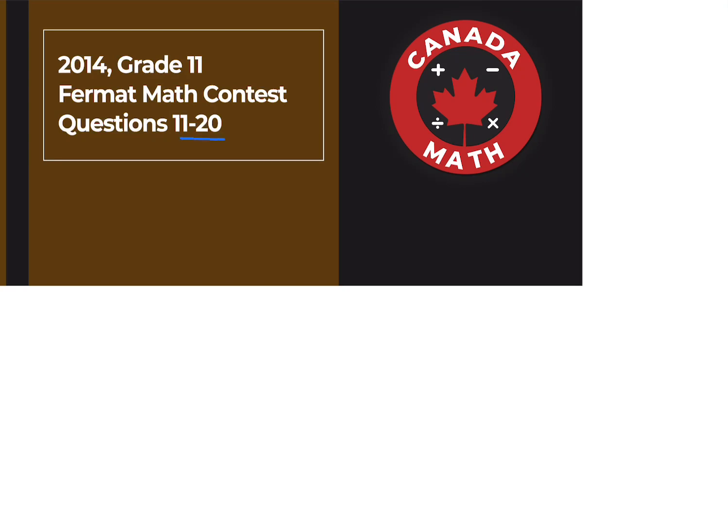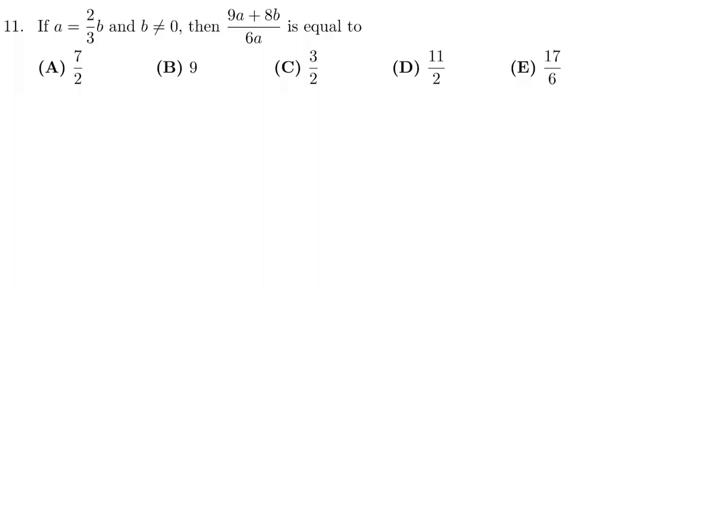Questions 11 through 20 on the 2014 Grade 11 Fermat Math Contest. If a is equal to 2 over 3b, then (9a + 8b) over 6a is equal to?